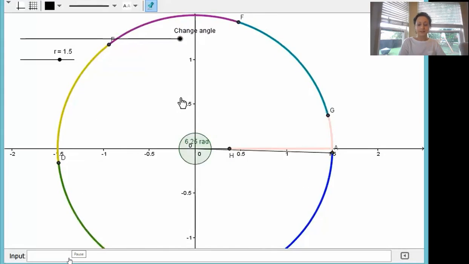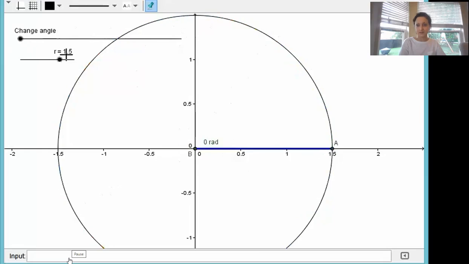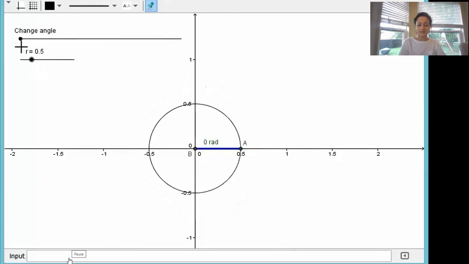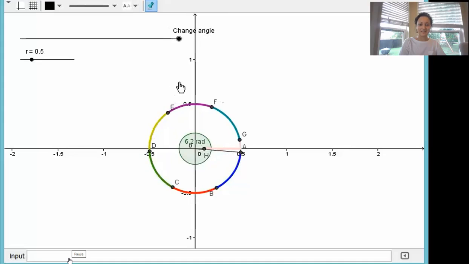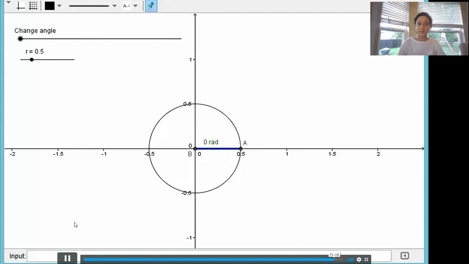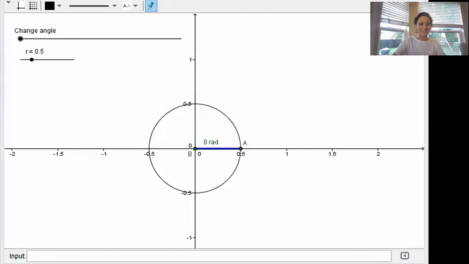Okay, and again, 2 pi to make that full rotation. It's independent of how big the circle is, right? We can go to a smaller radius. So here I'm going to do radius of 0.5, 1st radian, 2nd radian, 3rd radian, 4th radian, 5th radian, 6th, and 6.28 approximately. That is my 2 pi to get all the way around, okay?